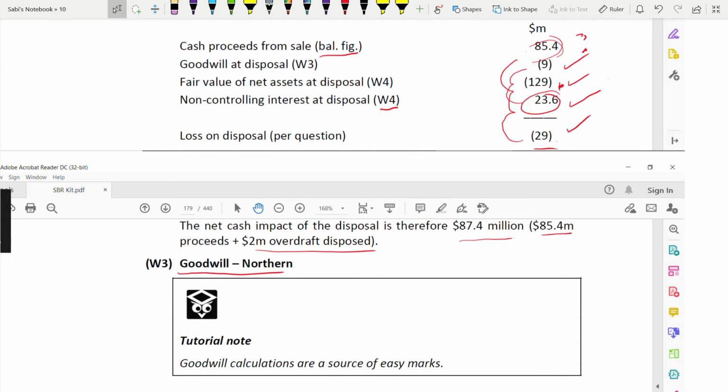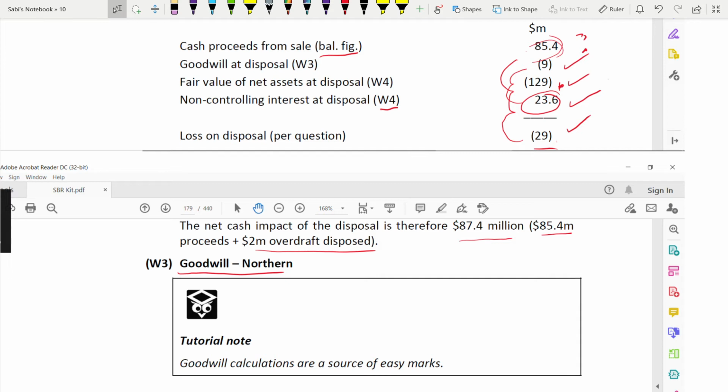Because what I have told you, it does not matter whether it's an asset or a liability. When it's a disposal, the subsidiary's part, you have to add it. Okay. So with this cash proceeds, since it's a cash proceed, you have to add the subsidiary's cash also. Even though this is not cash, this is an overdraft, it does not matter. Okay, according to IAS 7, you have to add it.